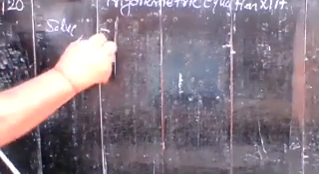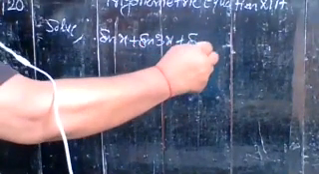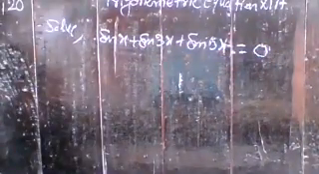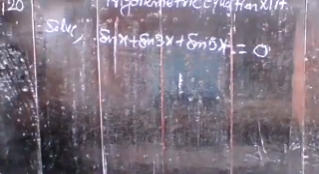So I give you one question only, which is the same as the previous one. Try to solve it and tell me what your answer is. Okay, and the question is: solve sine x plus sine 3x plus sine 5x is equal to 0. You have to solve it and tell me what your answer is.